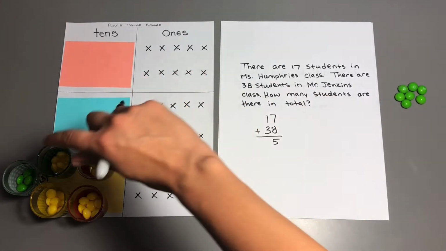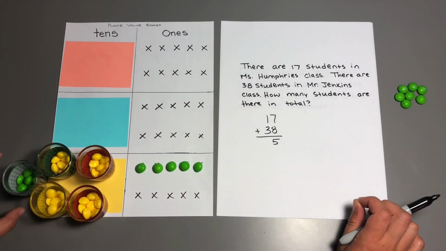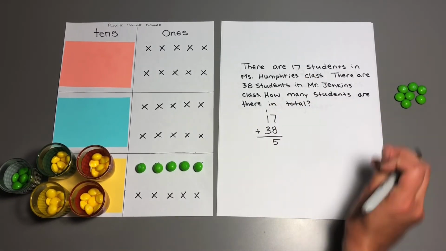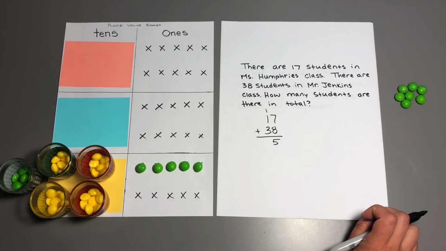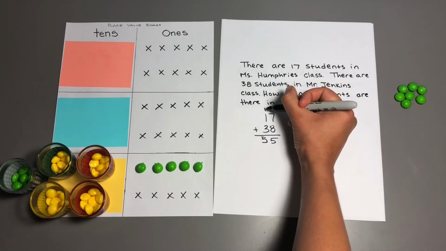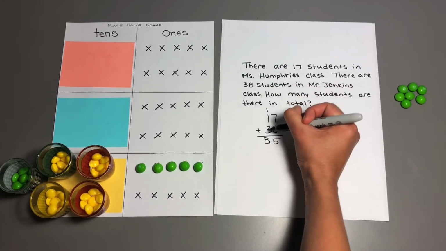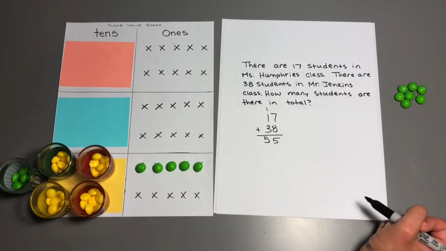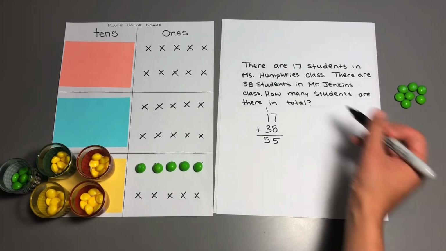Now we need to represent that we took 10 ones and created a base 10 cup and moved it over. By doing that, we're going to place a 1 at the top of the equation. Look and see how many 10s we have now. We have 1, 2, 3, 4, 5 base 10 cups. So we're going to write a 5 in our 10s. And you can also see that we have 1 plus 3 equals 5. So there are 55 students total.